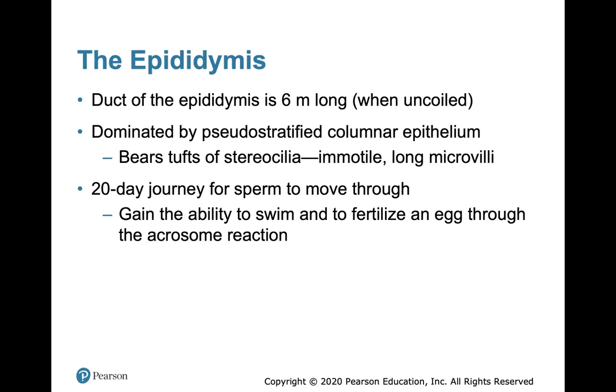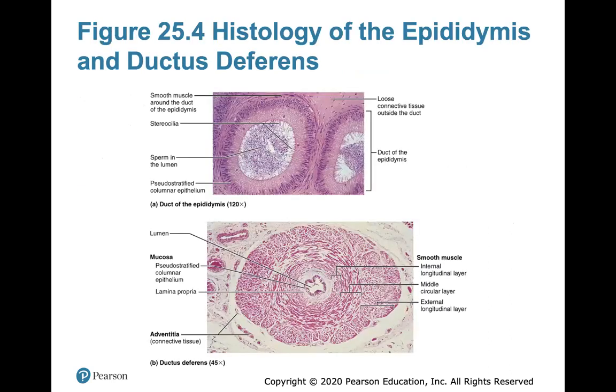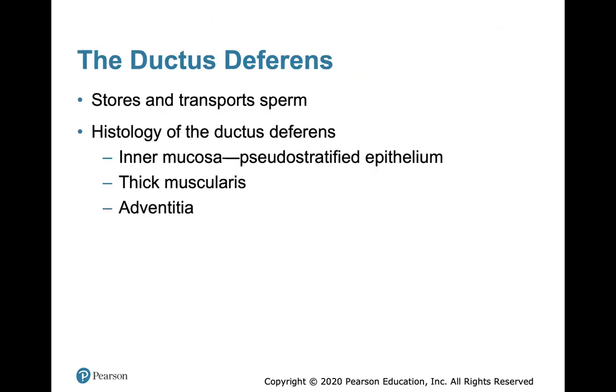So again, sperm are formed in the seminiferous tubules in the testes, and then travel to the epididymis, where they wait until they're completely mature. So here's more histology, which I won't ask you too much information on. The ductus deferens will store and then transport the sperm.